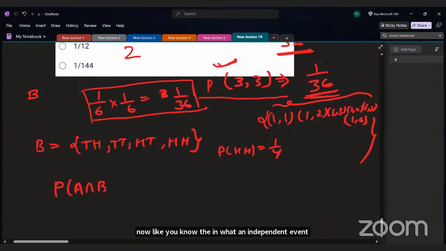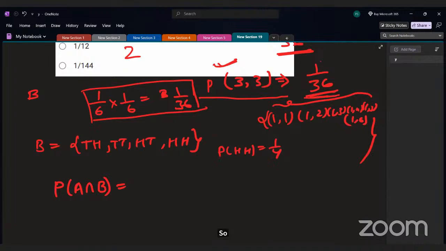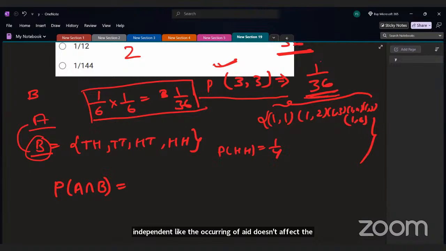PA into PB, so it will be 1/144. If you look at this question, you will see event B and event A are independent. The occurring of A doesn't affect the occurring of B, and vice versa. These are both independent events, and we have studied this formula for independent events: the probability of A intersection B is simply PA into PB.